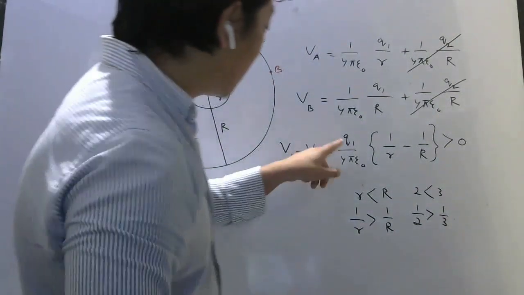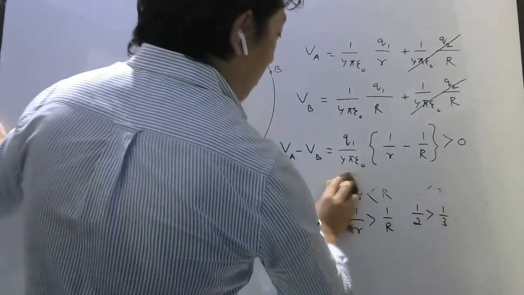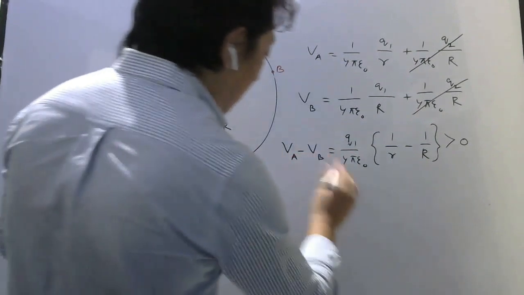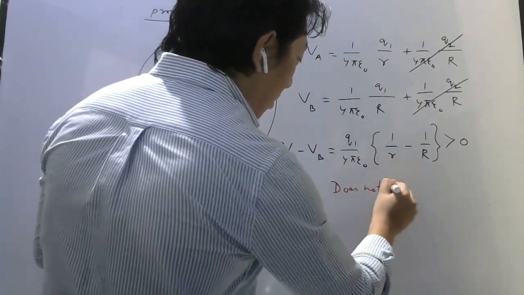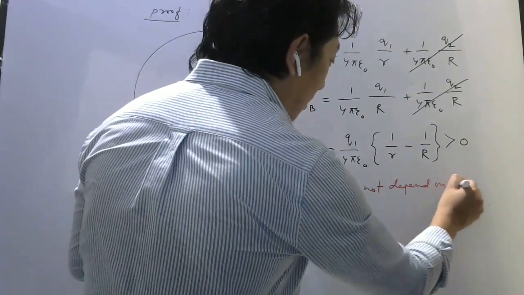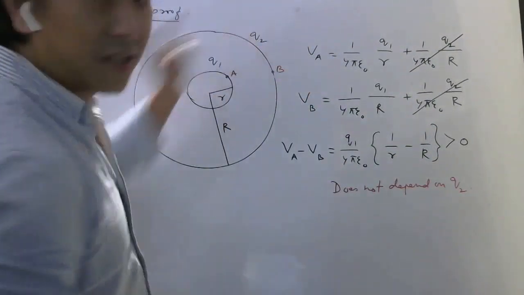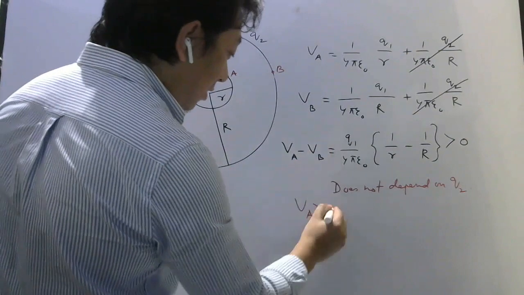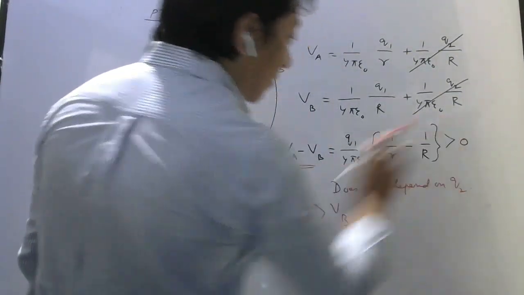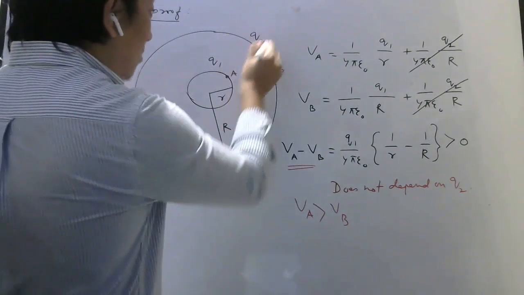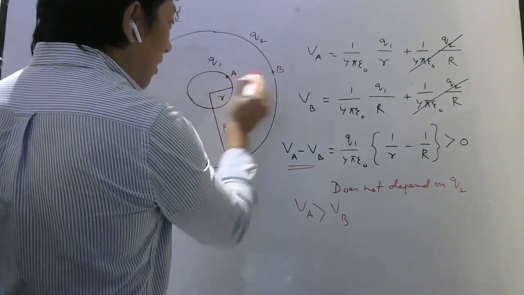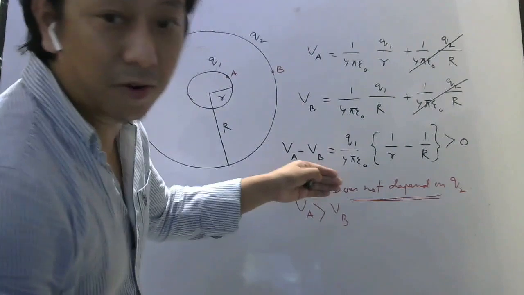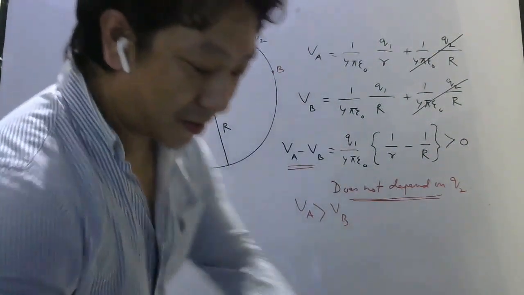Correct? So if this charge is positive, then this answer will be greater than 0. And you can see this potential difference does not depend on which charge? On Q2 charge. So no matter how much charge is here, it doesn't matter. Potential of this point is always greater than potential of this point because the difference is coming positive. Understood? So no matter what Q2 is, this point will always be at higher potential than this point. This is the main part, students, main part. And I am not doing anything. I am just applying the formulas and talking about the facts.